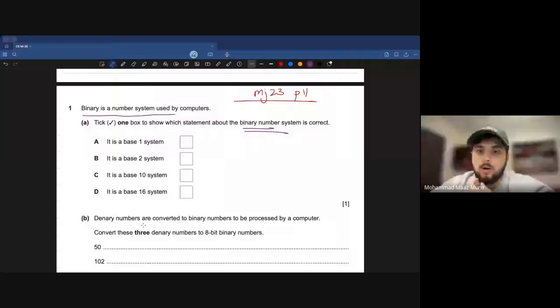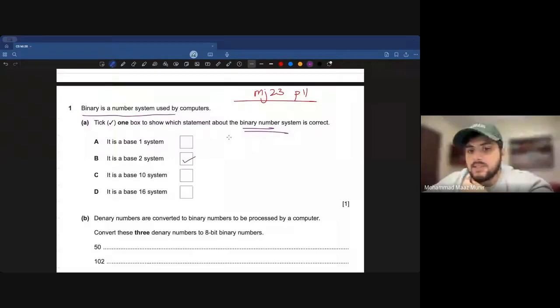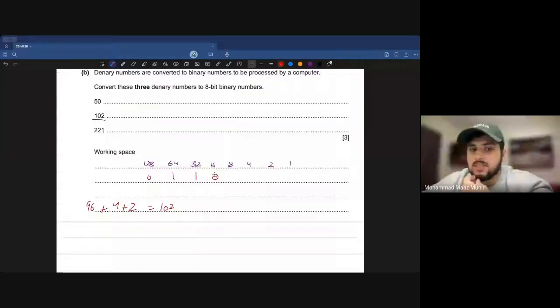Is it a base what system? We are well aware that binary has only two states, 0 and 1, because it can have only two possible answers. This means it is a base 2 number system. So the answer to this is basically B. Then continuing, we now have part B, which says that numbers are converted to binary to be processed by the computer, and we need to convert them. I won't be wasting a lot of time. Let me just do one example.